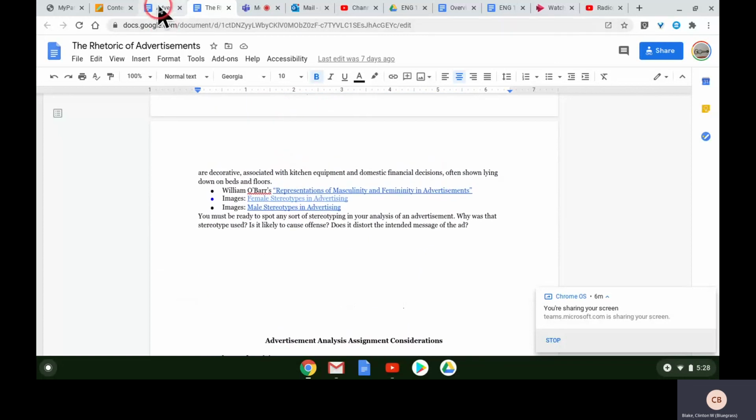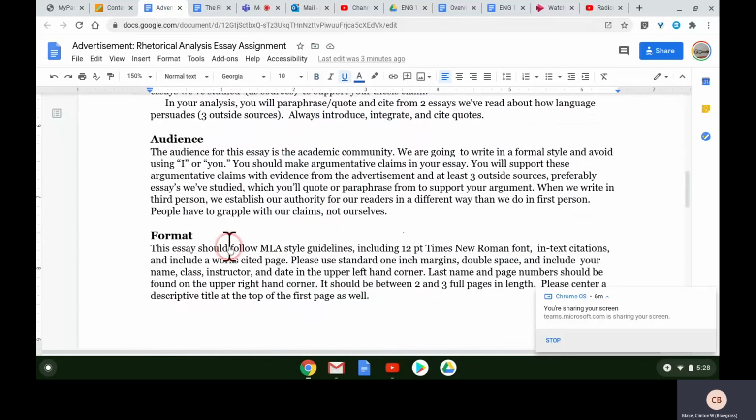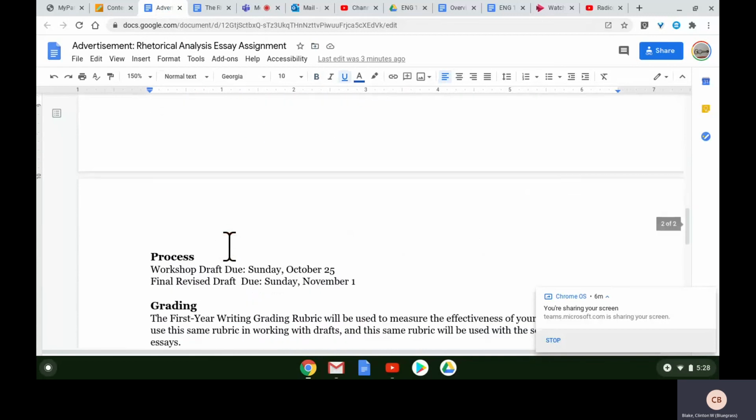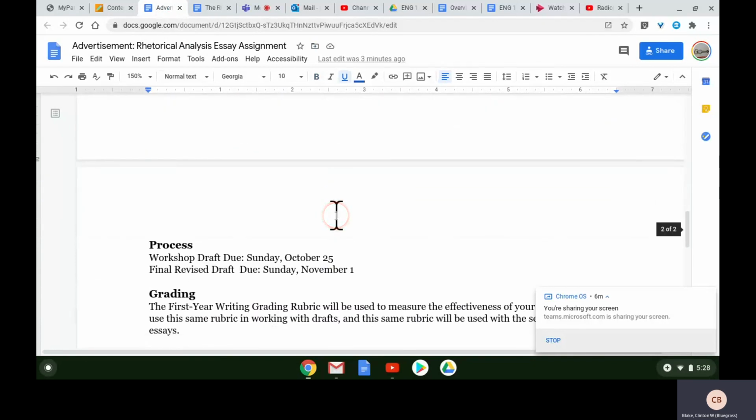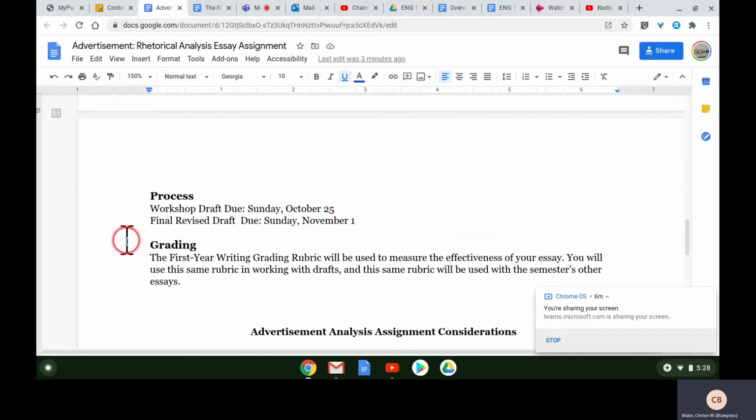And folks, that is the long and short of the assignment there. And you'll see, of course, you have resources here for MLA to help you out. And you'll see of course, our first year writing rubric is going to be used because this is our major essay.